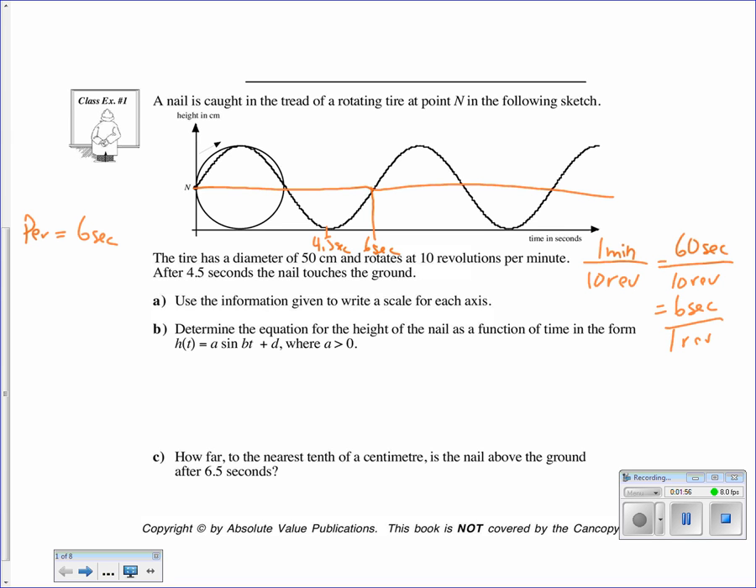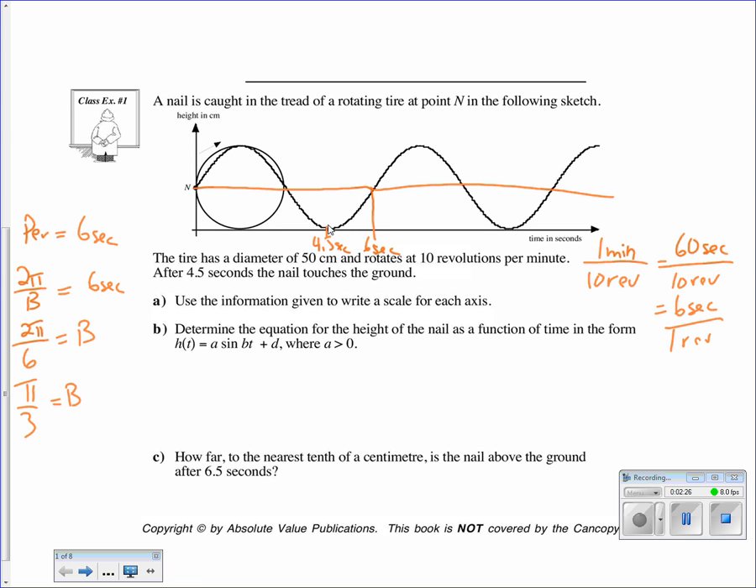And remember, the formula for period is 2 pi over b. Well, I just figured out what period is, so now I can get my b value. 2 pi divided by 6 is equal to b, which means b is pi over 3. And again, here note we're working with radians, not degrees. So that should always be understood.